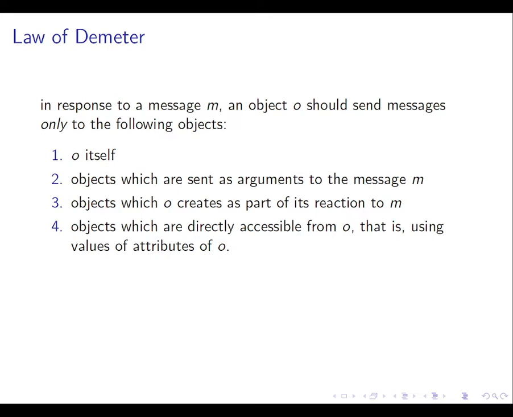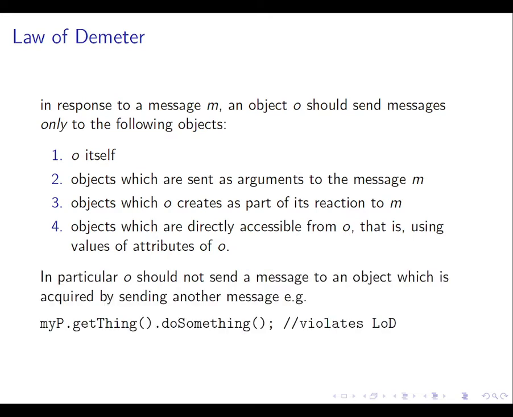It's fine to send a message to an object which was an argument to this message. It's fine to send a message to an object which this object creates, as in this very method, as part of its reaction to M. And it's fine to send a message to an object which is directly accessible from this object, in other words, using the values of attributes of this object. Okay. What's missing from this list? If we were live, I would ask you what was missing from this list, but we'll see right now.